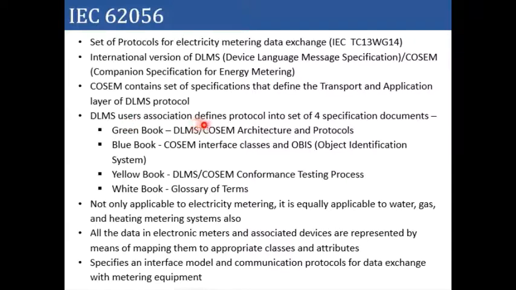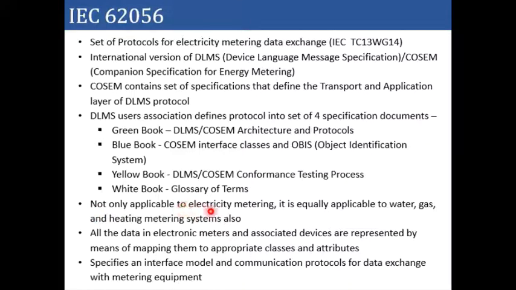DLMS Users Association defines the protocol in a set of 4 specification documents. The Green Book provides the DLMS COSEM architecture and protocols. The Blue Book contains COSEM interface classes and OBIS, that is Object Identification System. The Yellow Book contains DLMS COSEM conformance testing processes, and the White Book is mainly a glossary of terms. So these 4 documents are part of the DLMS protocol.